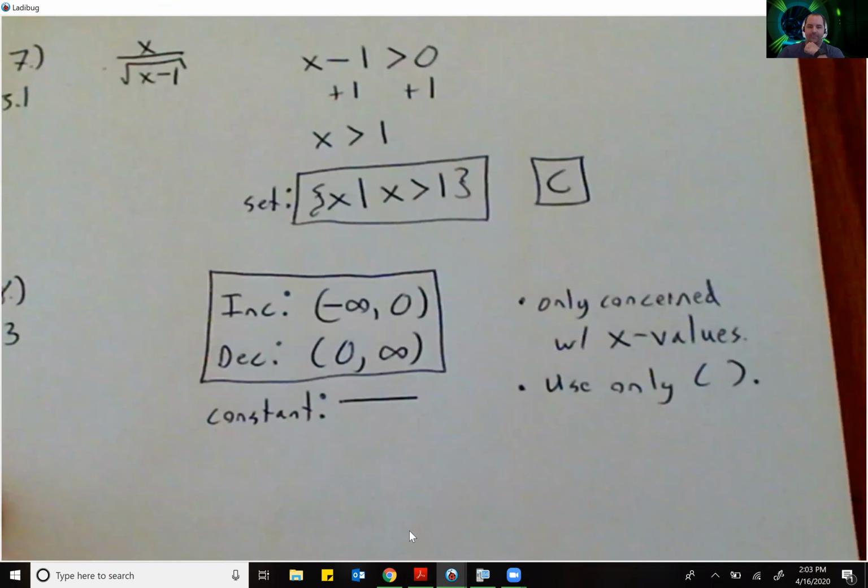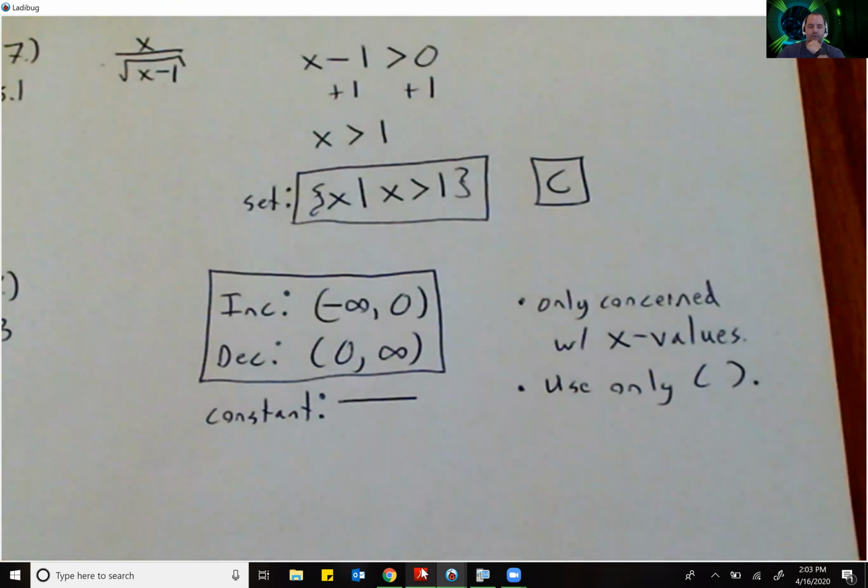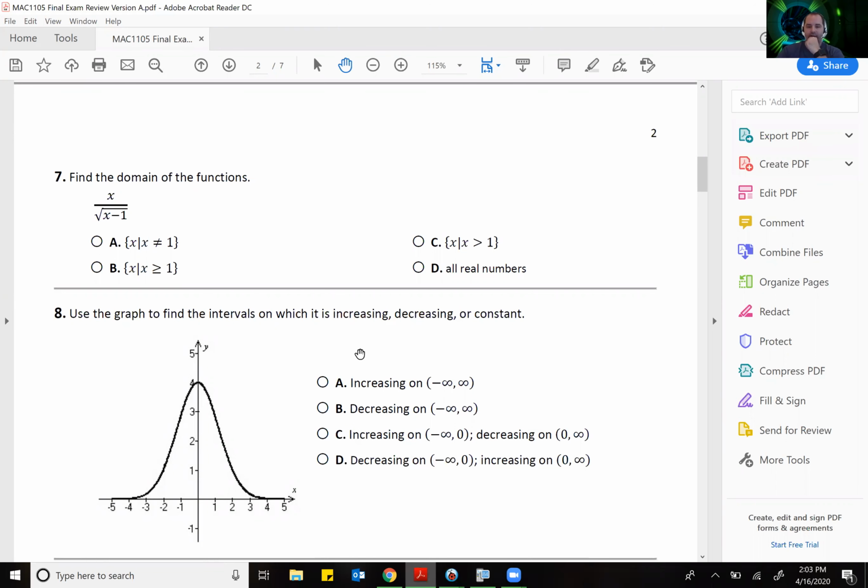So this is our answer. What is our answer here? It looks like it is C: increasing from negative infinity to 0, decreasing from 0 to infinity. So C is the answer. All right. Number 9.